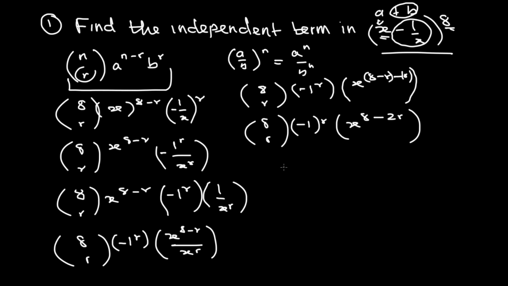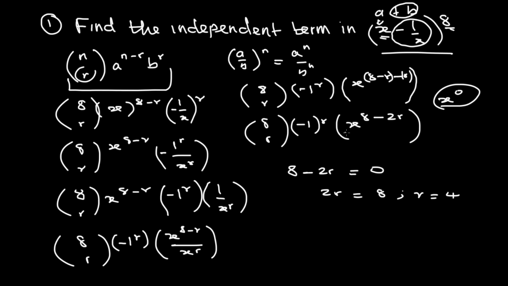So what is the secret here? We were saying that this needs to be removed, the x. So it needs to be a 1, not a 0. This needs to be a 1. When do we get 1? We get 1 when x is power 0, right? So we can simply say now that 8 minus 2r is equal to 0, right? We must be masters now at this, so we can say 2r is equal to 8, hence r is equal to 4.